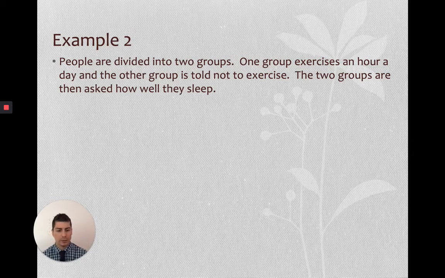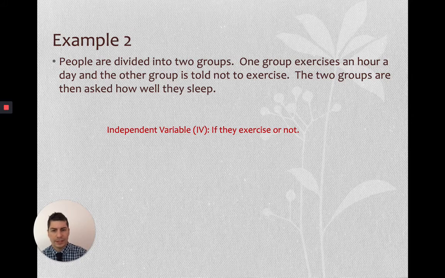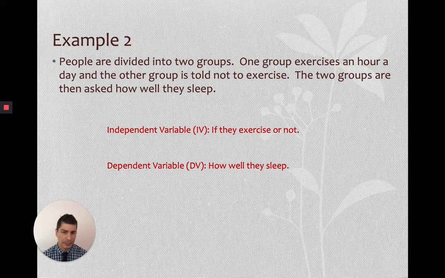So what did the researchers have control over? Well, they had control over assigning the groups, whether they get exercise or not. So that's going to be our independent variable. And then our dependent variable is going to be the outcome of that, or how well they sleep. Okay? So there's your difference between the two, guys. Take a second, look at that, make sure you understand it. All right? So again, independent variable is the cause, dependent variable is the effect.